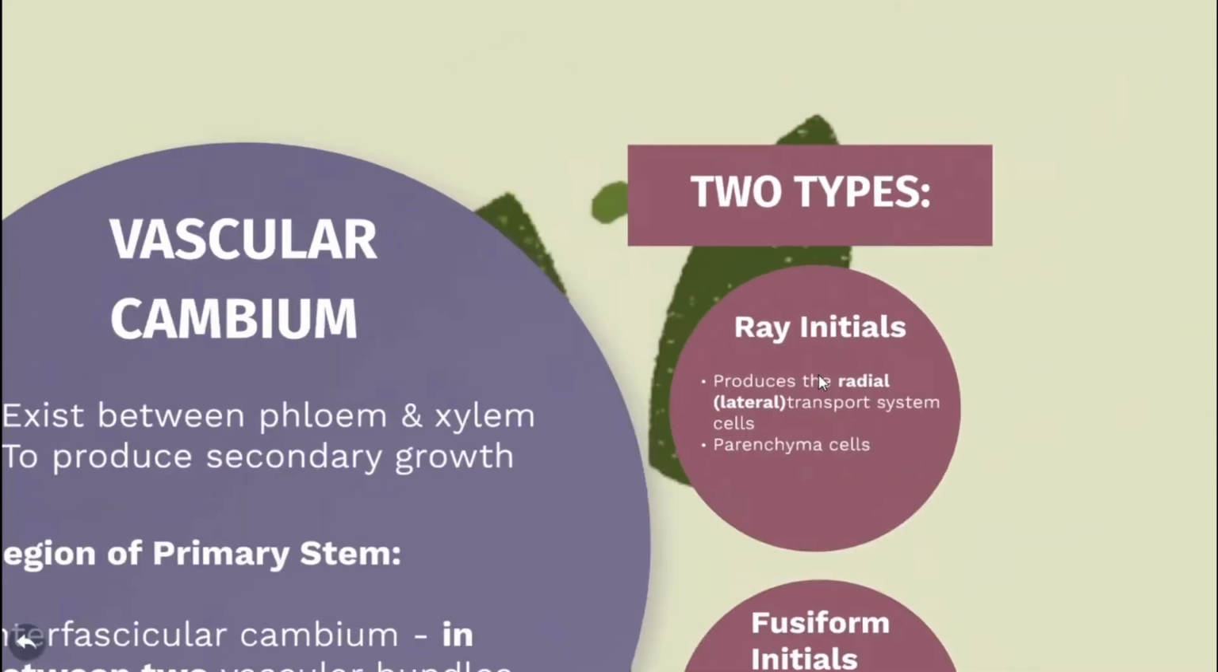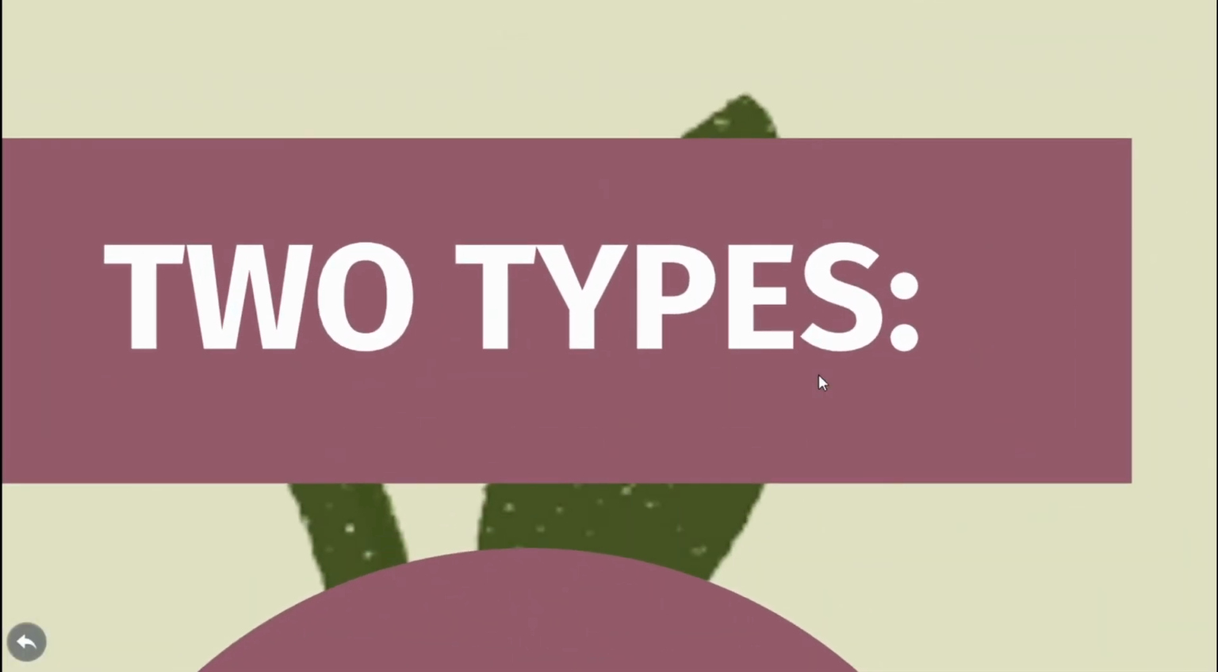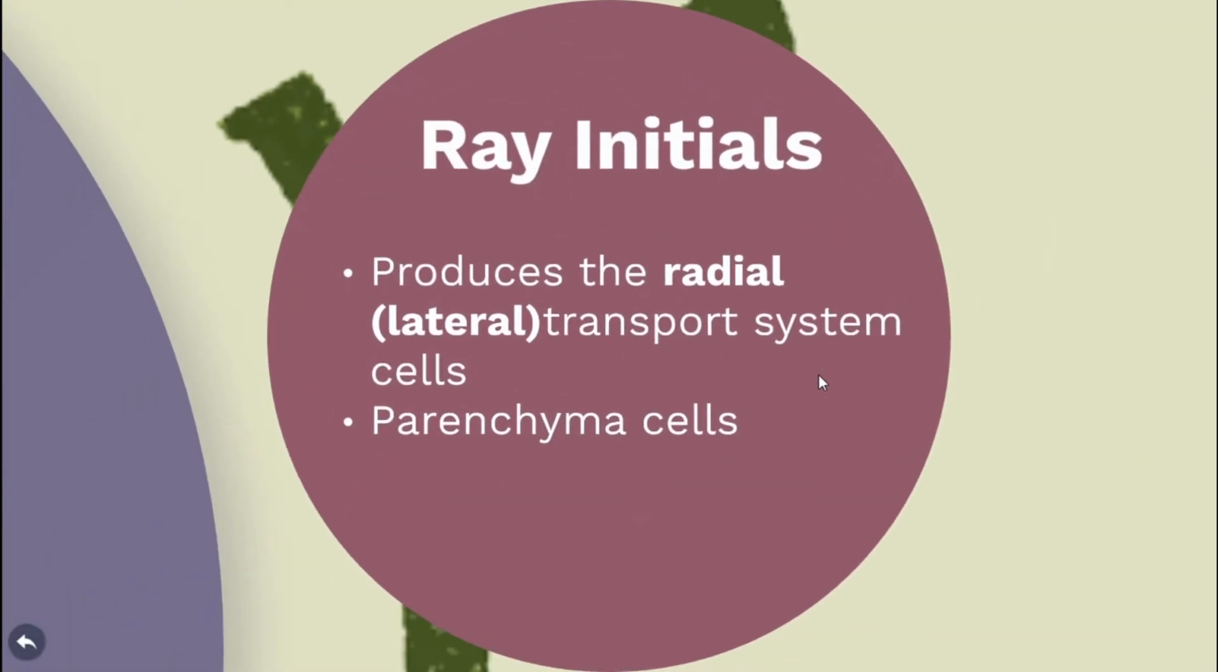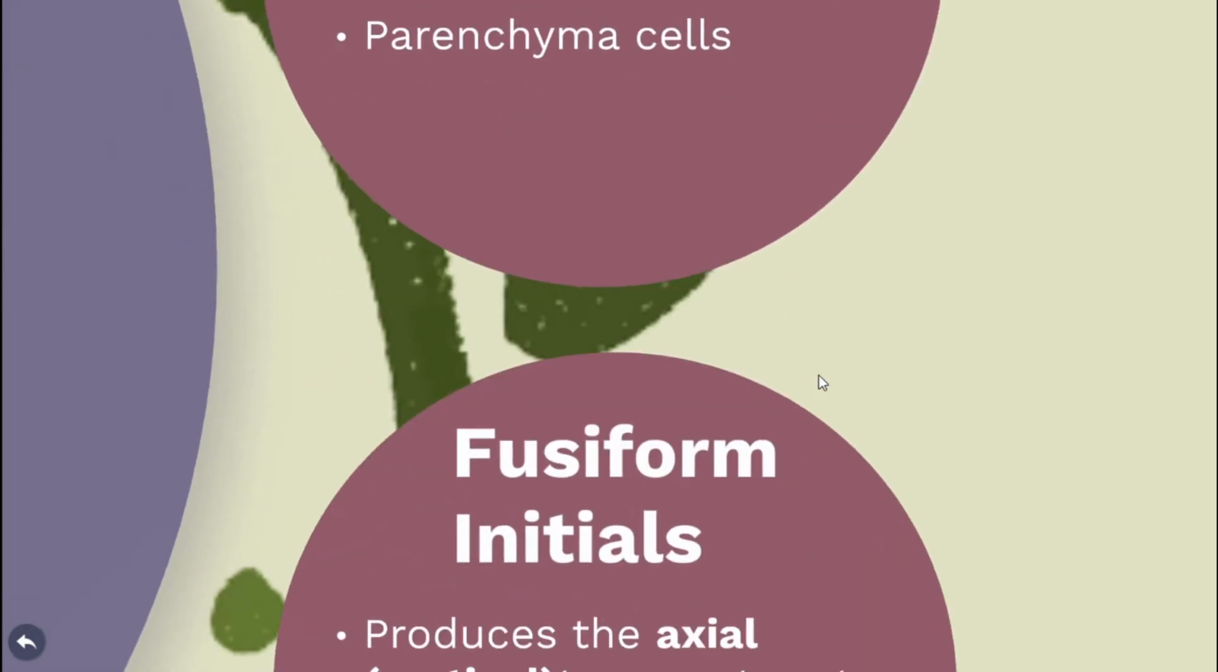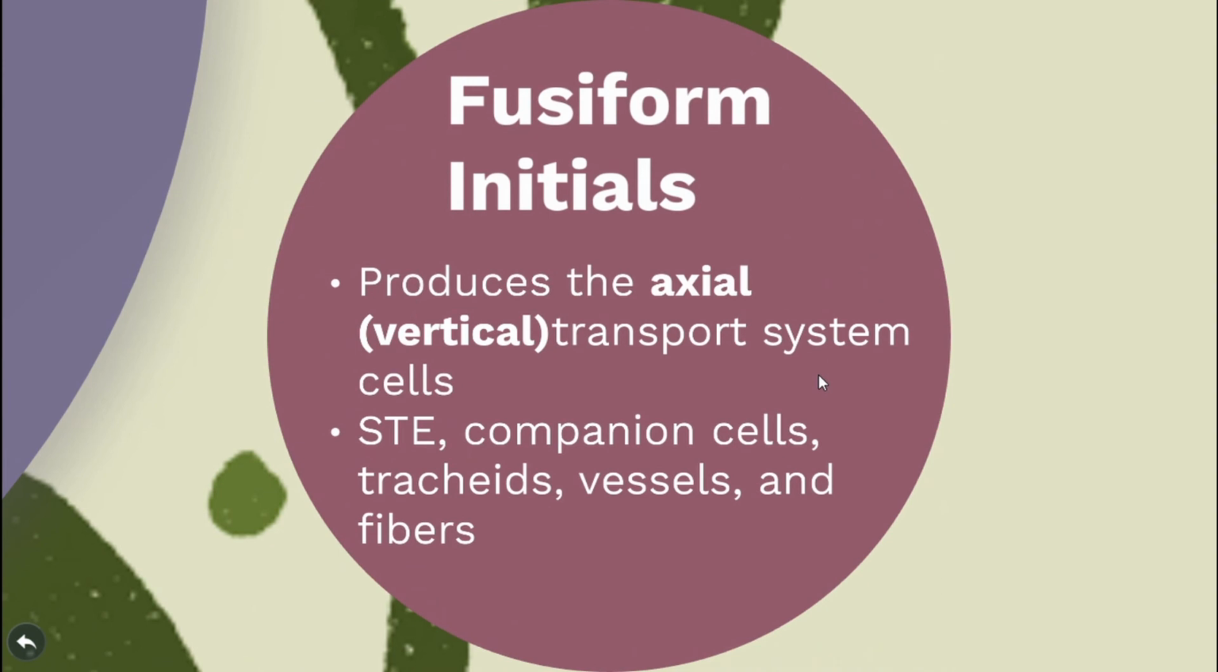There are two types of vascular cambium. The first one is ray initials. It produces the radial transport system cells. An example is the parenchyma cells. Second is fusiform initials. It produces the axial transport system cells. Examples are sieve tube elements, companion cells, tracheids, vessels, and fibers.